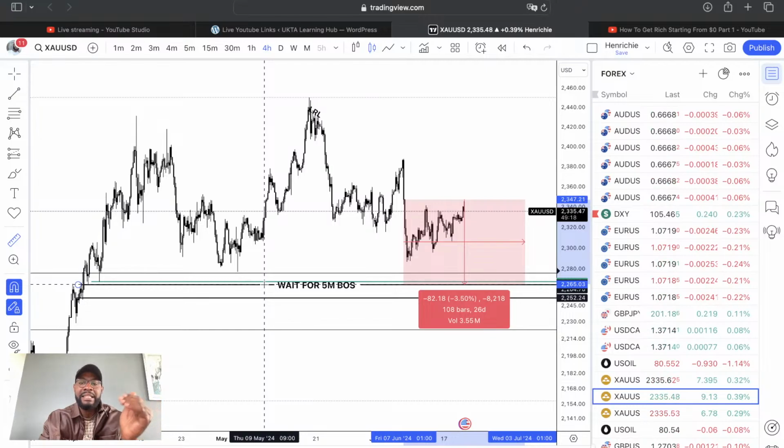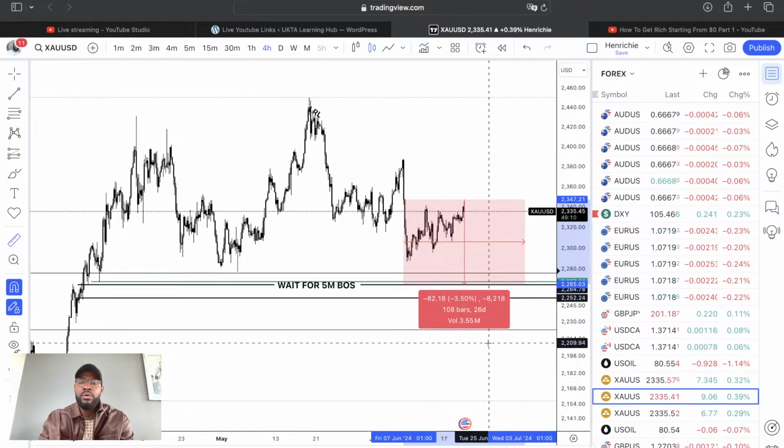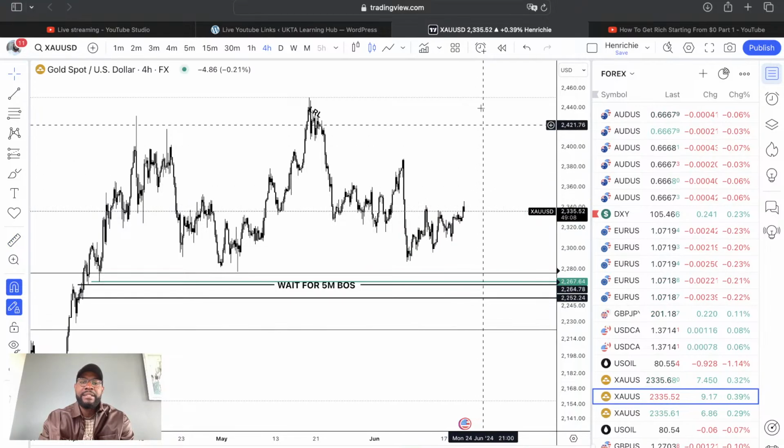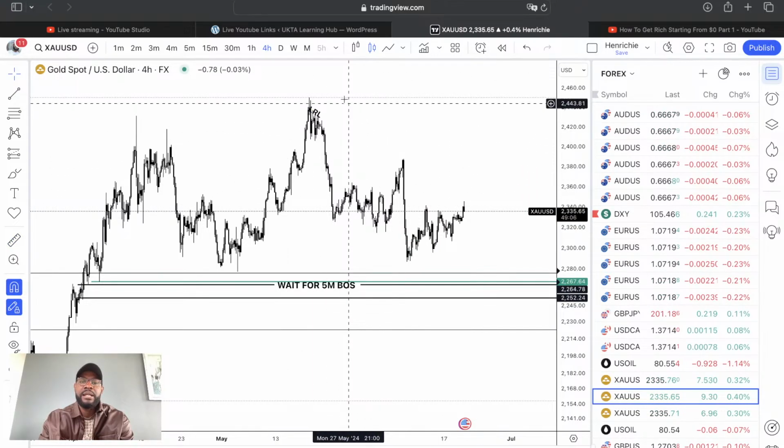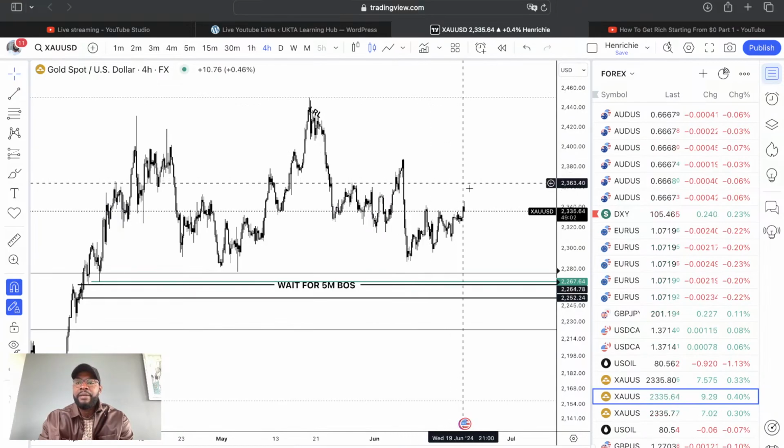The returns are diminishing. So if I do see price come down here, that would be a perfect area for me to look for a buy on gold and potentially anticipate a continuation to the upside to run the buy side liquidity and create a new all-time high.